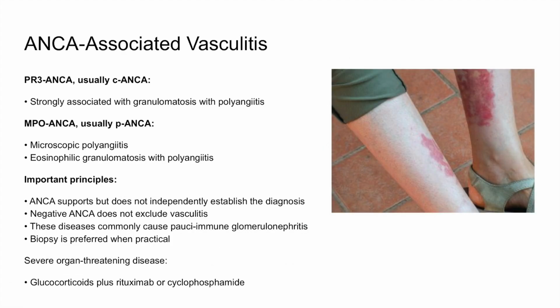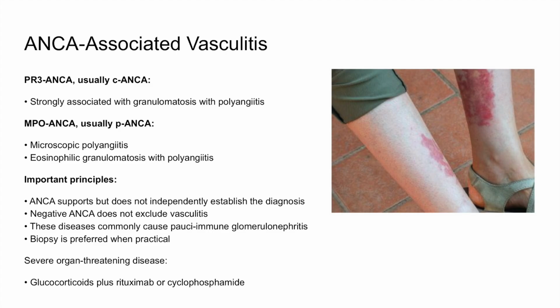The major ANCA associations are useful patterns, although they are not diagnostic by themselves. PR3 ANCA, usually producing a C-ANCA pattern, is strongly associated with granulomatosis with polyangiitis. MPO ANCA, usually producing a P-ANCA pattern, is more commonly associated with microscopic polyangiitis and eosinophilic granulomatosis with polyangiitis.